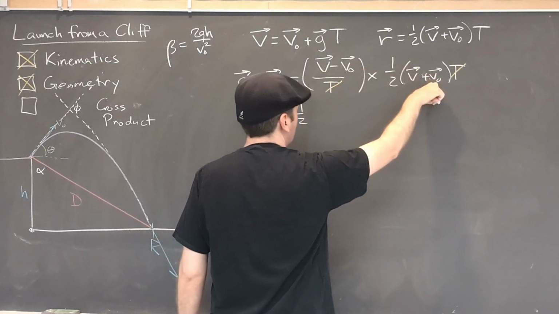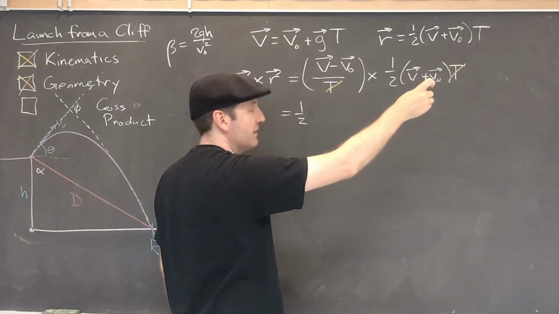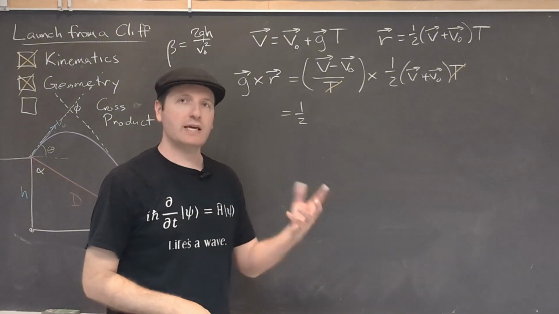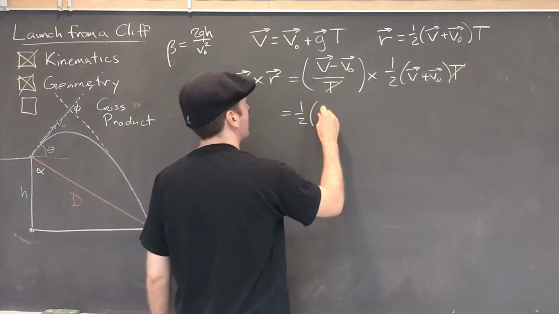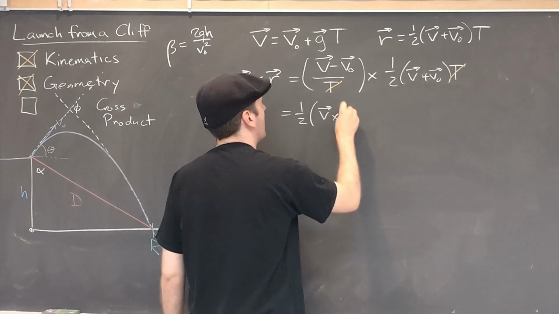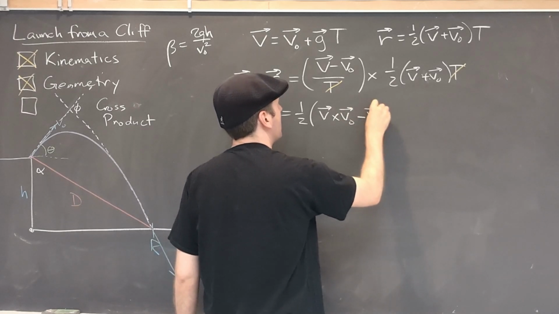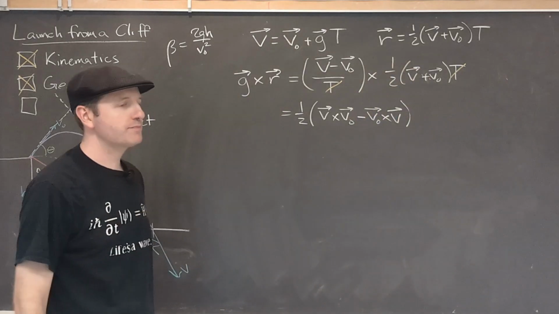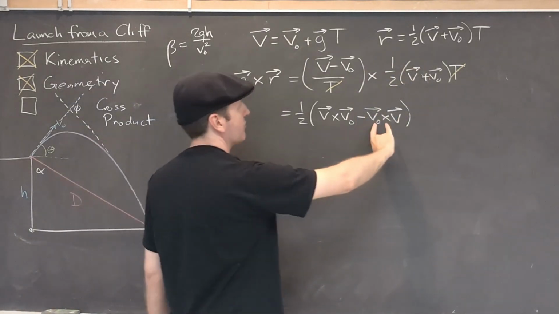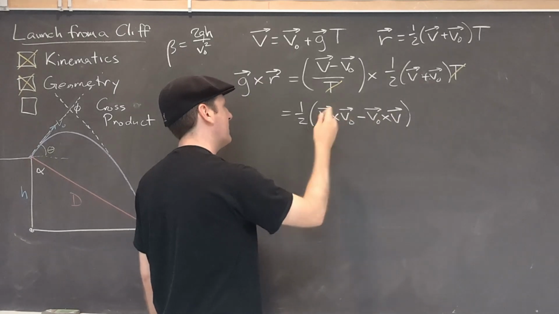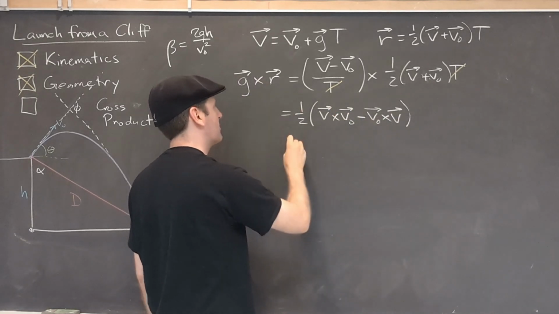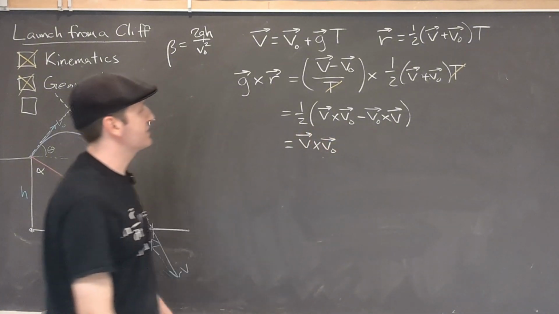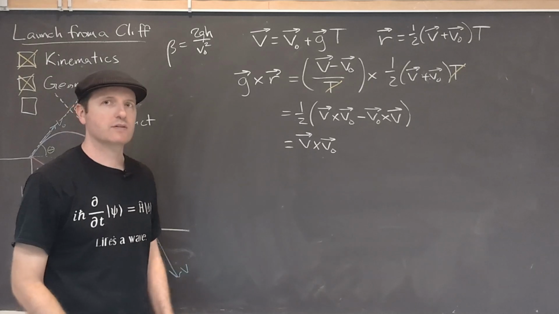V cross V naught will be something. Negative V naught cross V will be that same thing when we flip it. Maybe I'll write that out: V cross V naught minus V naught cross V. Notice V naught cross V naught will give me 0. And since the cross product is anti-commutative, if I flip that around, I pick up a positive sign. The 2 cancels the front 2, so I get V cross V naught. It's kind of interesting that this cross product is equal to this cross product.